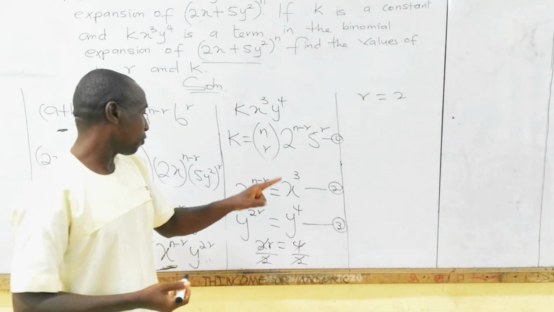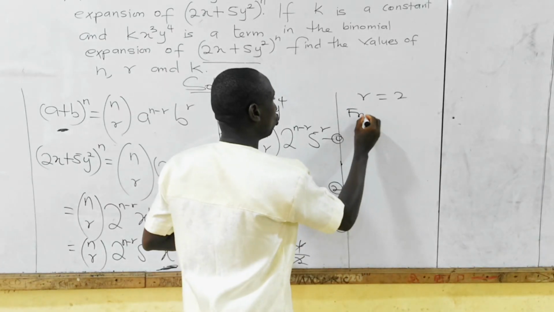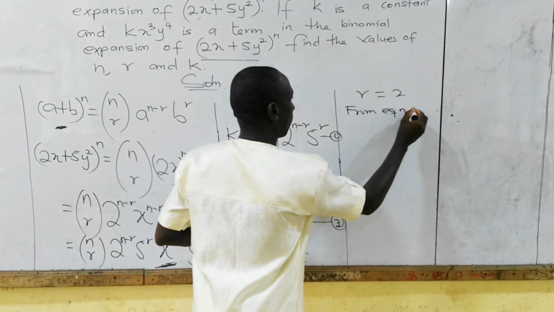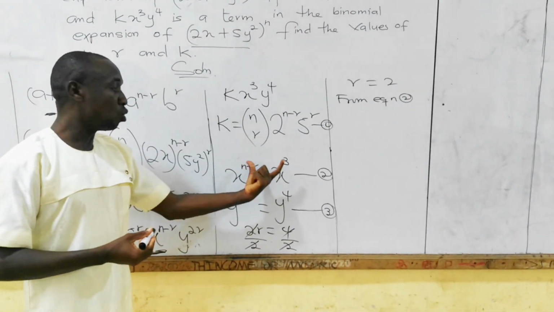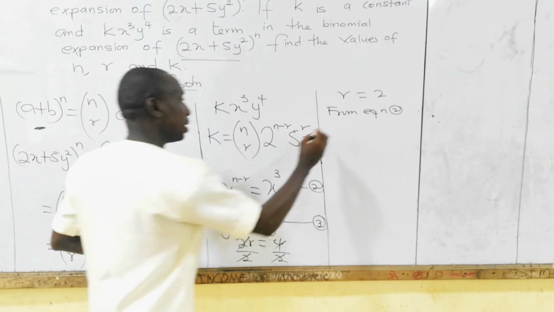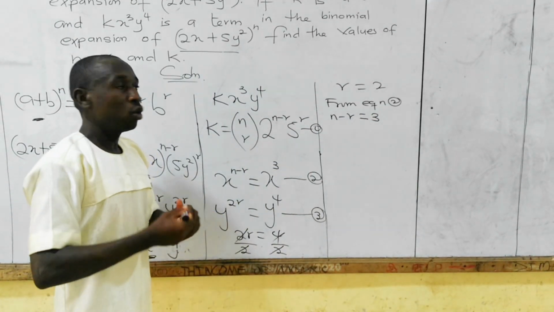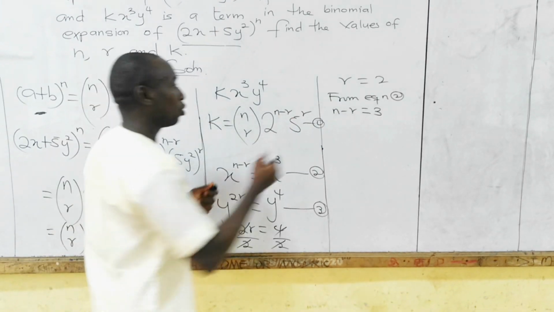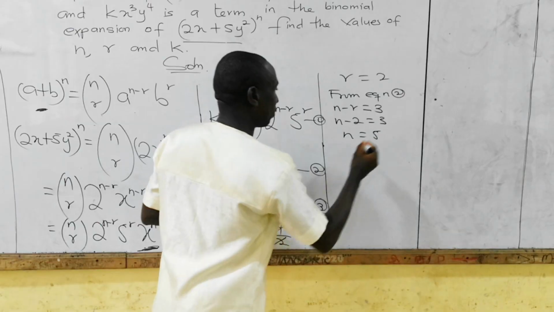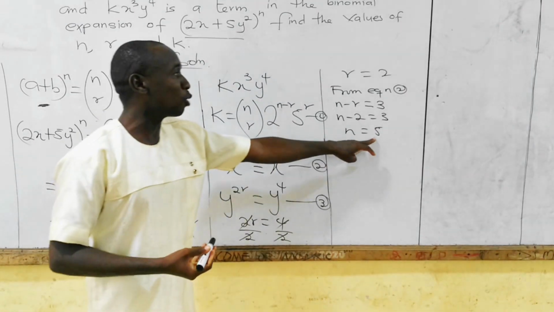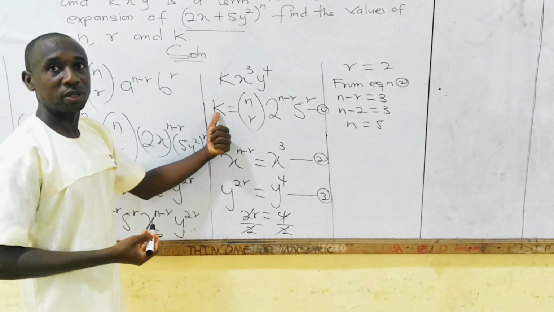From equation 2, since the bases are the same, we equate the exponent. That will give me n−r equals 3. We know r to be 2, so that is n−2 equals 3. n here will be equal to 5. Now we know n to be equal to 5 and r to be equal to 2, and so we can easily find our constant, which is k.